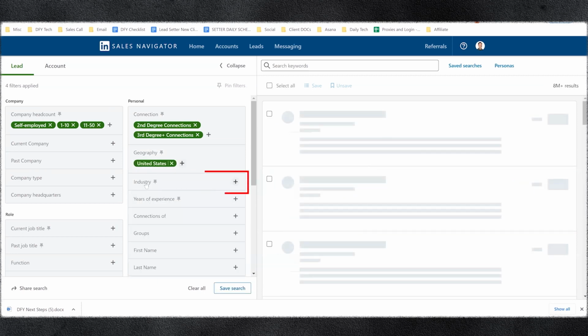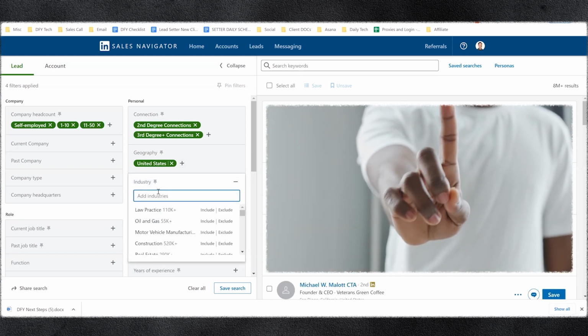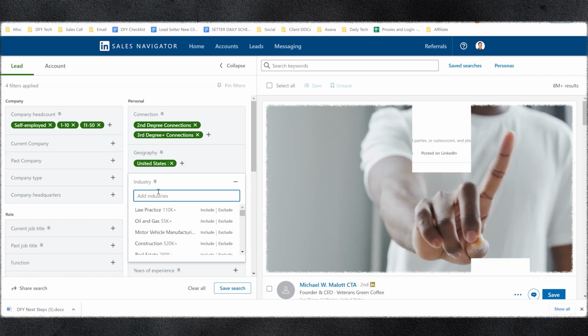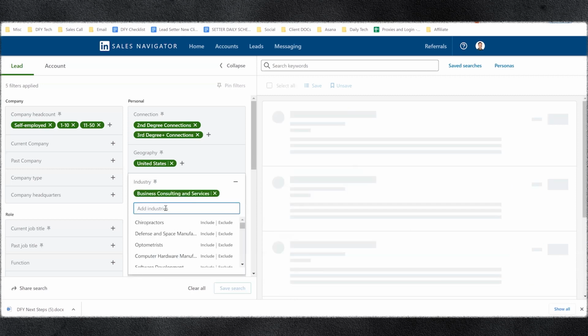Okay, then we got industry. Industry is a tricky one because I used to think it was good, but after further testing, it really messes up the algorithm. Don't ask me why, I don't know. But let's say, for example, I'm going after business coaching, business consulting and services. You would think every single one of these is going to be people that put business consulting and services, right? Perfect. Those are my exact ideal clients.